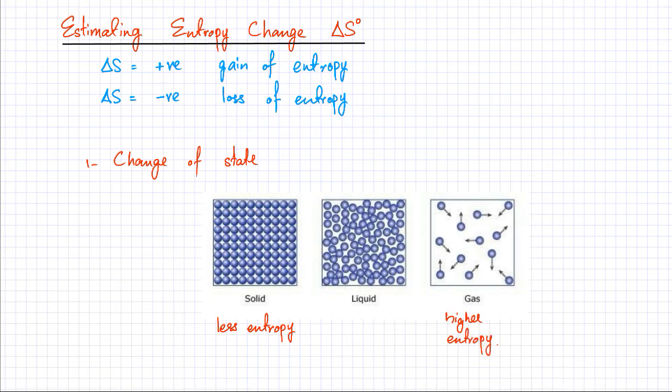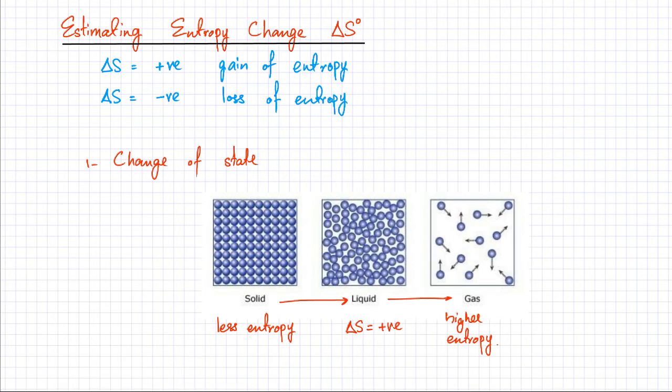So if you're moving from left to right, from a solid state to a liquid state and then to a gaseous state, that means delta S is positive. There is a gain of disorder or gain of entropy, or vice versa. If you're moving from a gaseous state to a liquid state, that means delta S is negative, or from liquid state to solid state, that means delta S is negative again. That means you're moving towards more order.